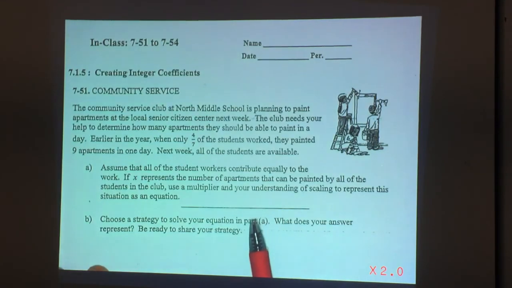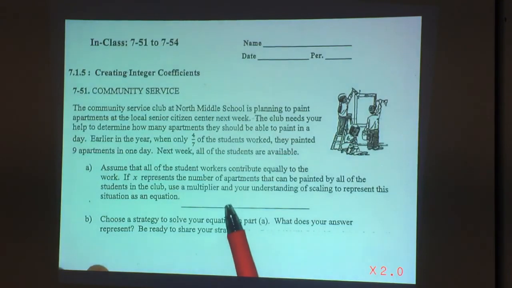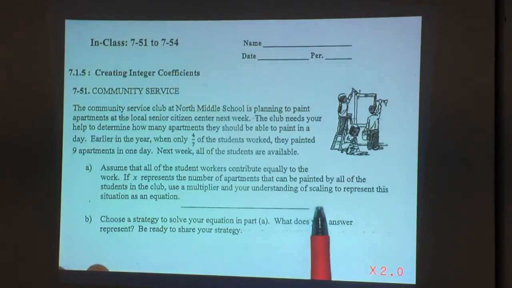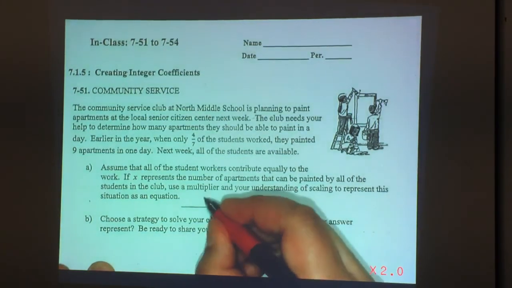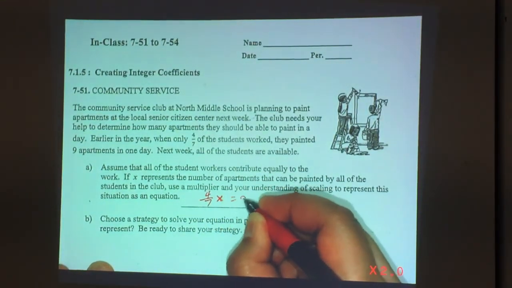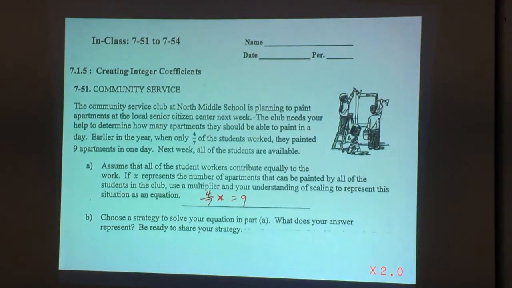A. Assume that all the student workers contribute equally to the work. If x represents the number of apartments that can be painted by all the students in the club, use a multiplier, that's our multiplier, and your understanding of scaling to represent the situation as an equation. Okay, so when 4/7 of the total students, they got 9 apartments done. Okay, so now we have to solve that.